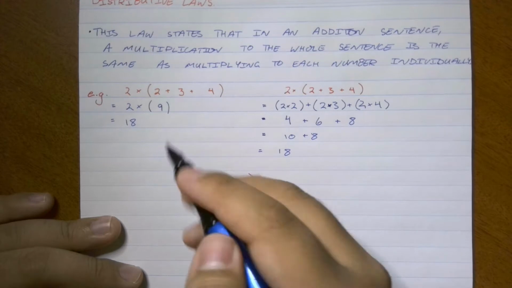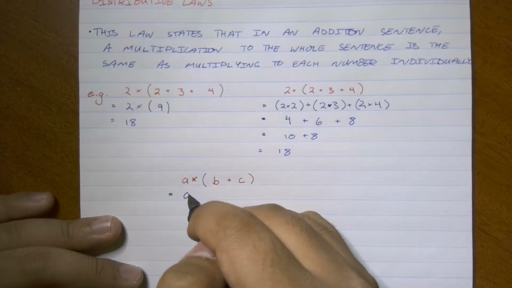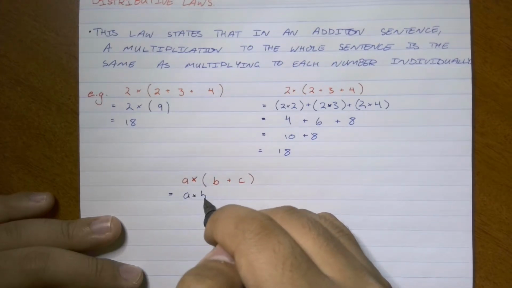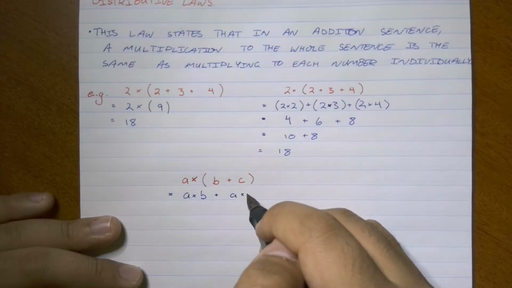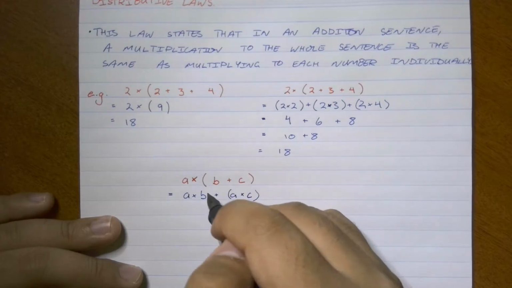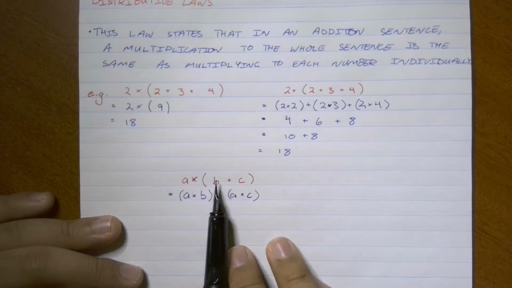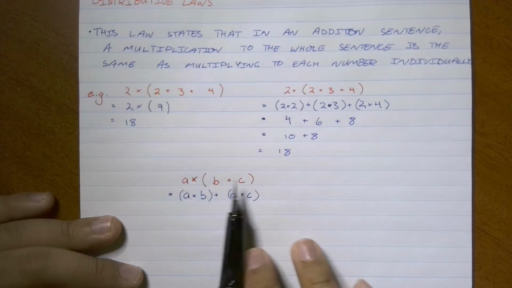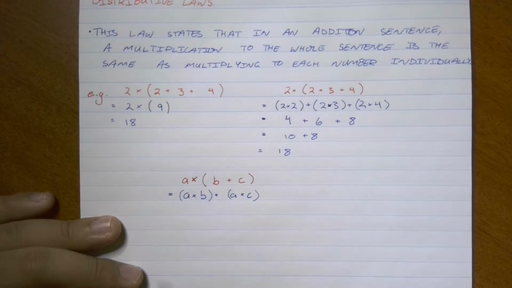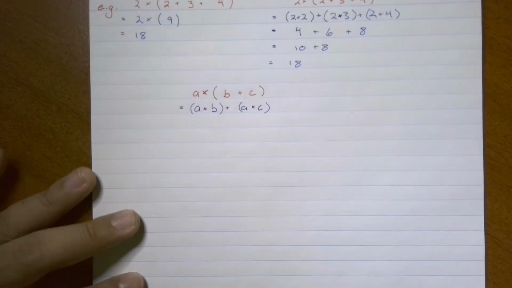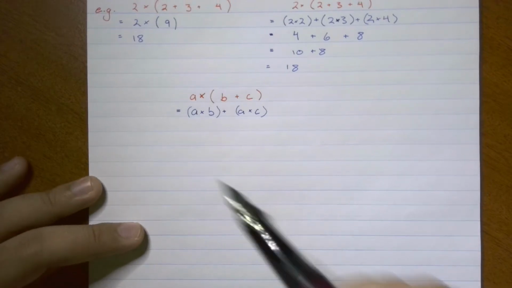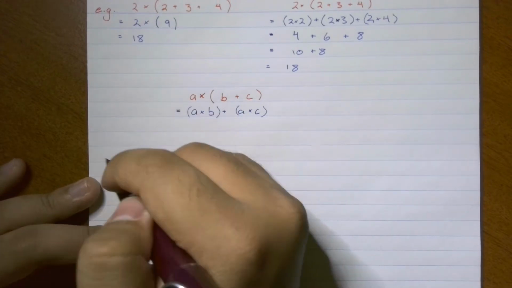This is the same as A times B plus A times C, like so. We can multiply each individual letter in the bracket by the number on the outside. Why this might be helpful is as following. Let's say we have a big multiplication.